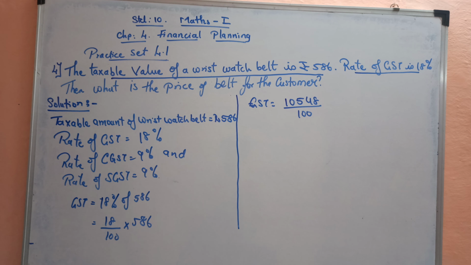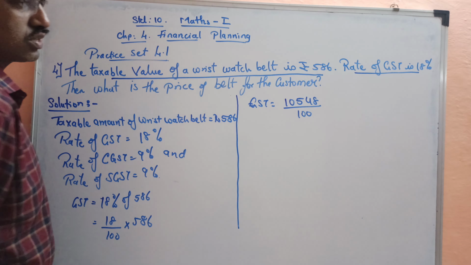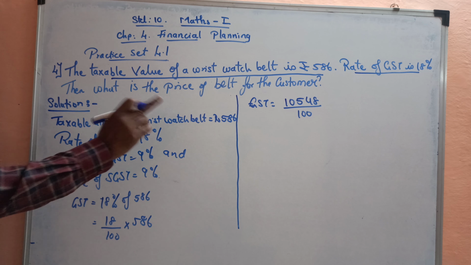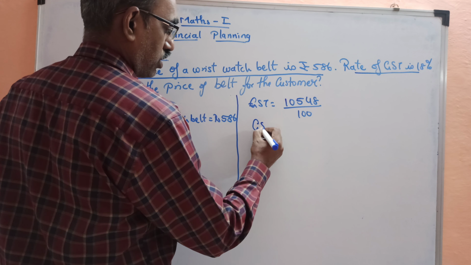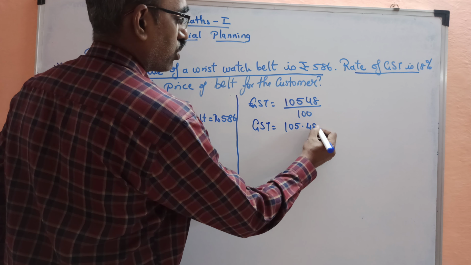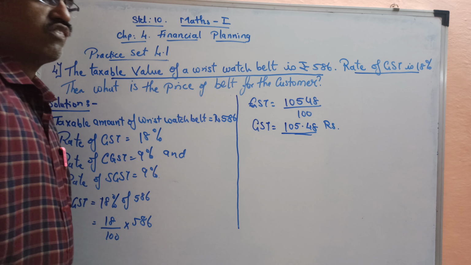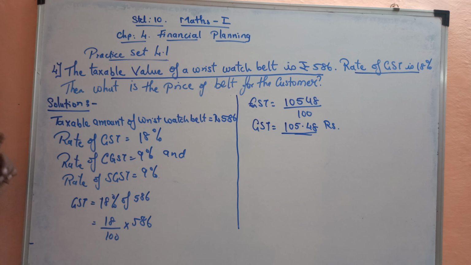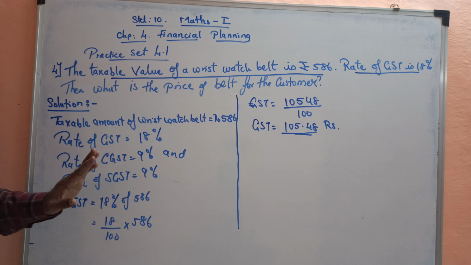Okay, so we have continued from here. 18 into 586, so that is 10,548 upon 100 we have written out. Now you know the decimal point, how to put the decimal point. So GST is equals to 105.48 rupees. So 105.48 rupees is the GST. Which GST? 18%. That is a complete GST. We are not finding in this question what is the central GST and what is the state GST. We are not going to find out.